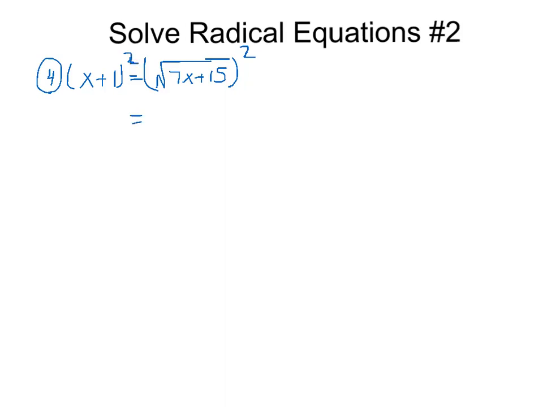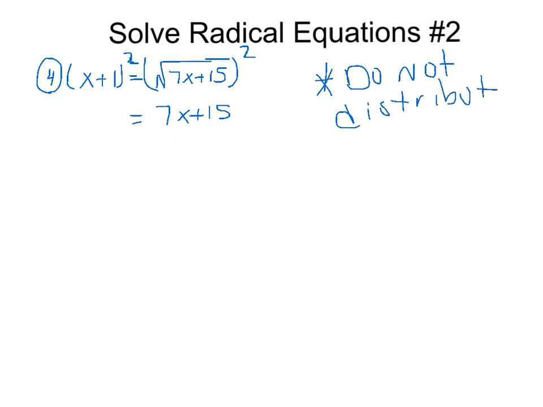If you notice, when we square both sides, we end up with 7x plus 15. Over here, we have x plus 1 squared. You cannot distribute that squared because there's a plus inside. So you do not distribute that squared when there's a plus or a minus inside. So that's the same thing. x plus 1 squared is x plus 1 times x plus 1. So we're going to have to FOIL this. Okay, we're going to distribute it out.